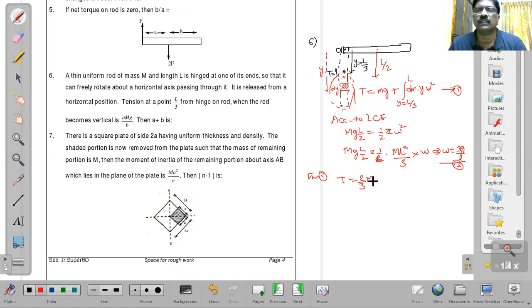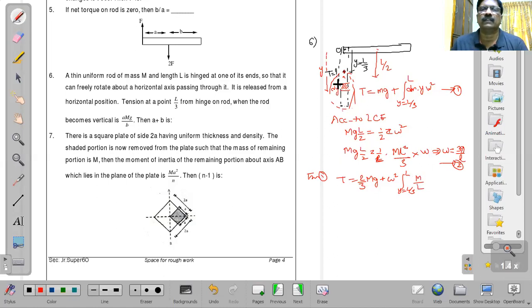2/3 of total mass into g plus, as omega square is constant, you write it outside, because for each and every particle in the rod, omega is the same. That's why omega square you write outside. Omega square into integral y from L by 3 to L into dm. The mass per unit length of the rod is capital M by L.